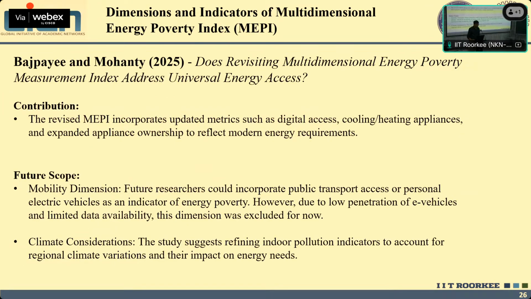Okay, so from our paper, as I just said, this is the paper recently published. We actually revised the MEPI and incorporated updated indicators such as digital access. Some of you probably asked about this. We also added cooling or heating appliances and expanded appliance ownership to reflect modern energy requirements. So this is precisely what your question was. We also updated some of the indicators, and it's very clearly mentioned why to use those indicators, and whether this still represents the Indian context or not.